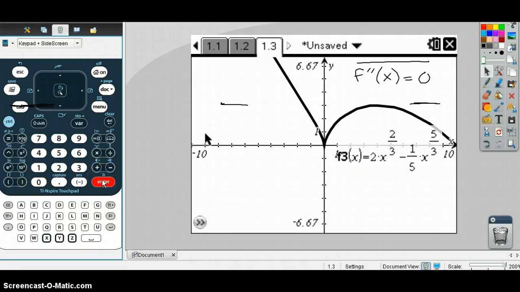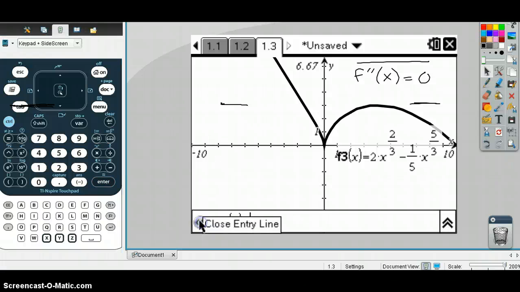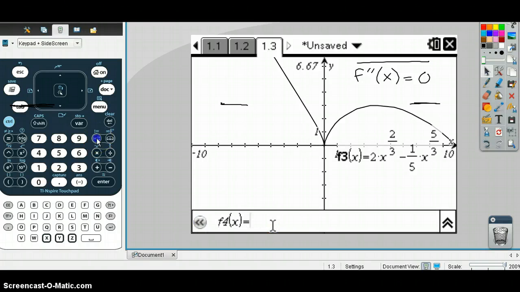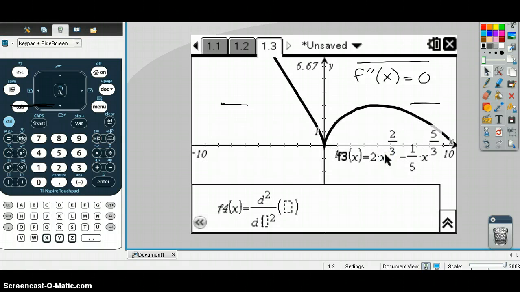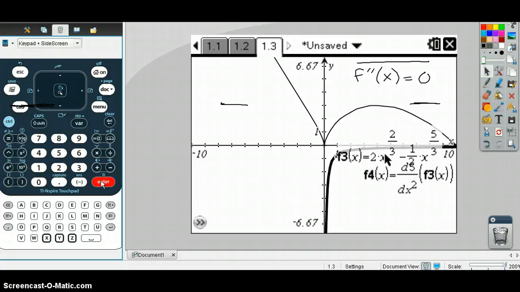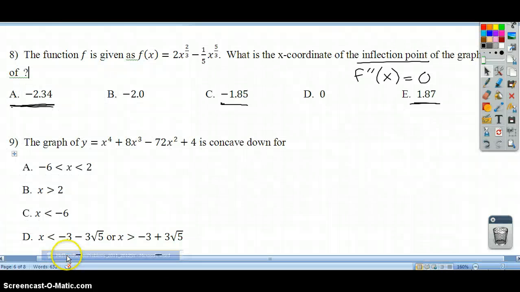Crazy graph. All right, so now I want the second derivative. I'll bring that back up. Okay, so I'm going to go here, my second derivative there with respect to x, and I know my first function here is f3 now, so I'm going to just type in where I put that function. And, okay, so what do I want here? I want the x-coordinate of the inflection point.